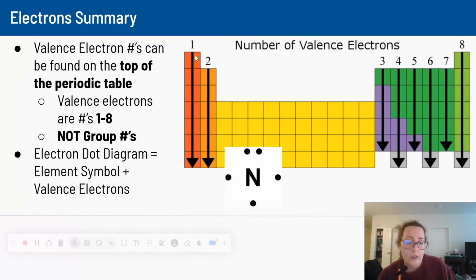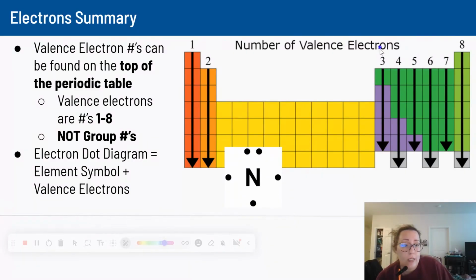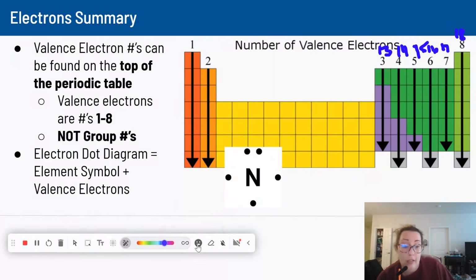So valence electrons, the outermost electrons on an atom, those numbers can be found at the top of the periodic table, and they go 1 through 8. Not to be confused with your group numbers, which will go 1 through 18. So like once you get over here, your group numbers look like this, like 13, 14, 15, 16, 17, 18. Those are not valence electrons. Like I said, valence electrons will never go higher than 8.